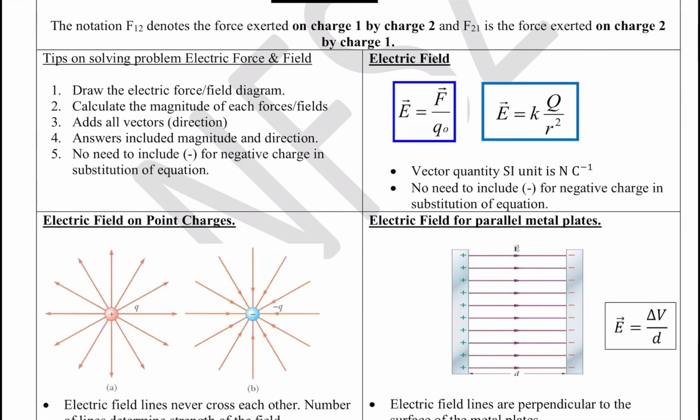Okay, next kita ada electric field. So, electric field is defined as electric force per unit charge. Okay, so E equal to F over Q naught. So, E equal to KQ over R square. For this equation is only can be used for point charge. Okay, kalau soalan dia sebut electric field on the charge Q1, electric field on the charge Q2, okay, electric field on the test charge, ada sebut charge sahaja, baru boleh guna equation ni.